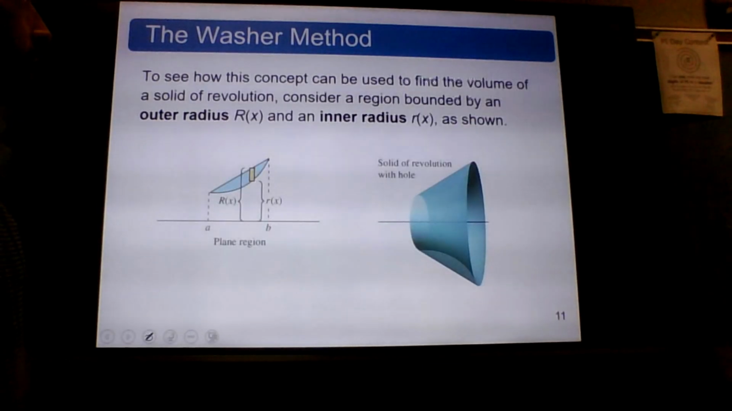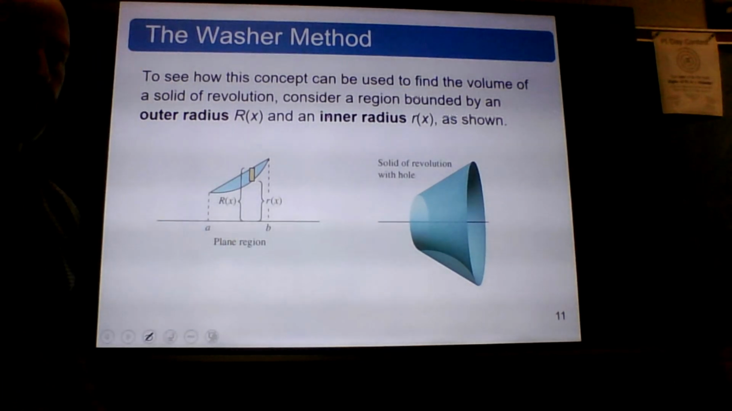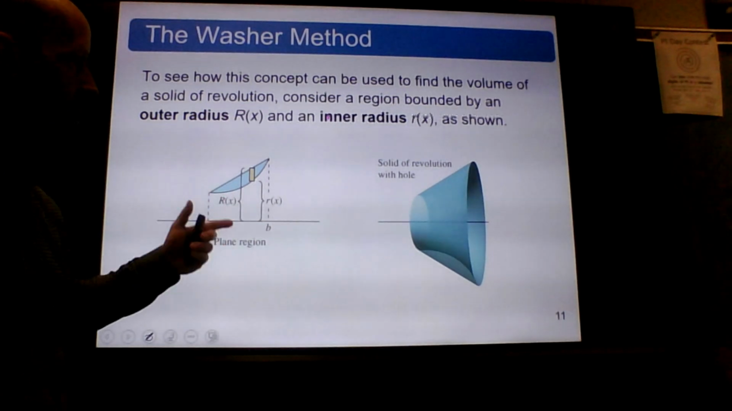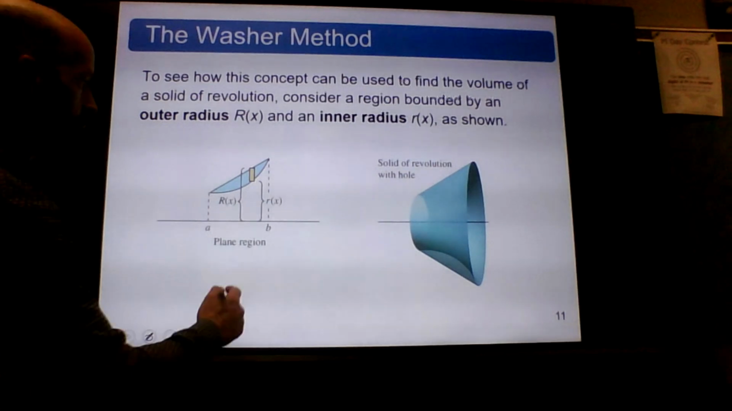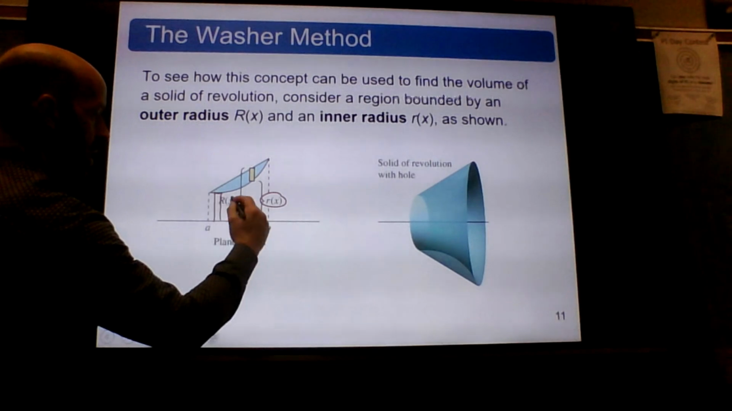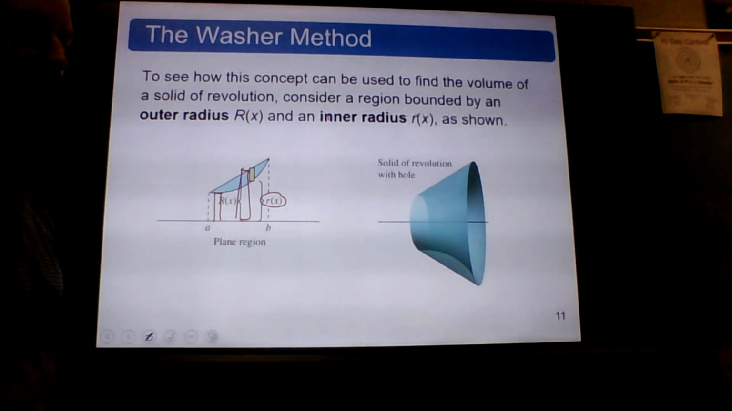Okay, so I now want to mention something called the washer method. So we did the disk method, a couple of examples of that. The washer method is the same idea, except now we're going to do two disks. We're going to find this inner disk, and then this outer disk. We'll find those volumes separately, and then we'll subtract them.